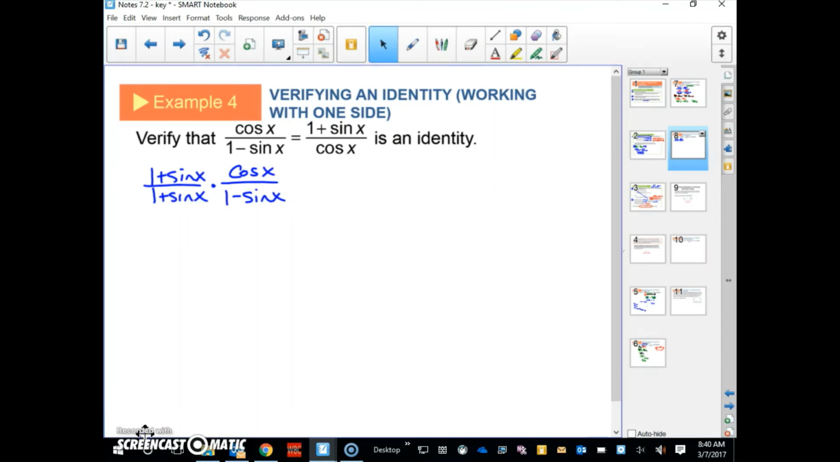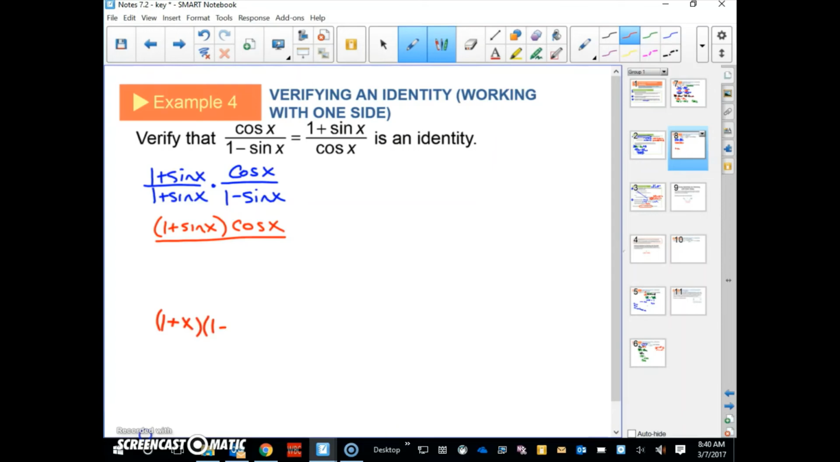So if I multiply by that 1 plus sine x over 1 plus sine x, I'm going to have on the top 1 plus sine x times cosine x. But on the bottom, 1 plus sine x times 1 minus sine x. Remember in algebra, if you did 1 plus x times 1 minus x, that would end up being 1 minus x squared. That's a basic algebra thing that you should remember. 1 plus sine x times 1 minus sine x is going to be 1 minus sine squared x.